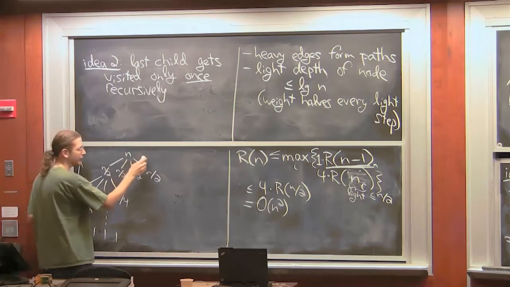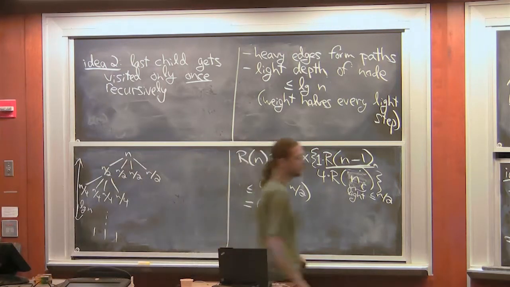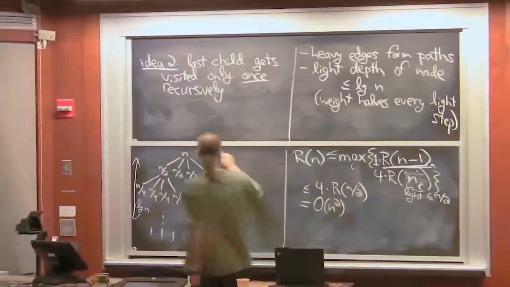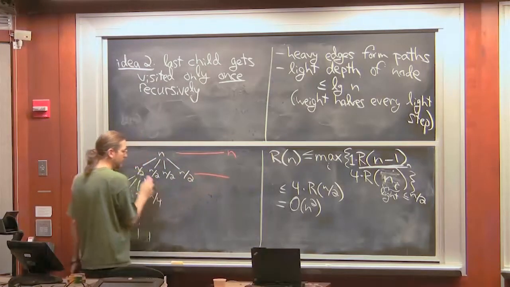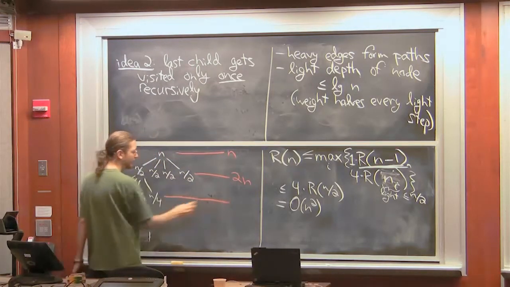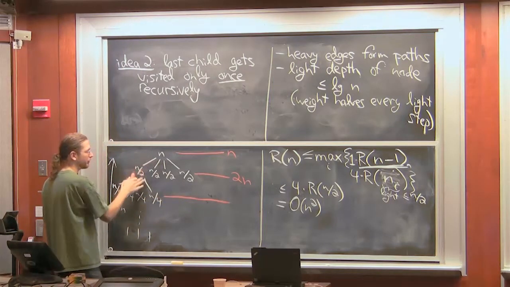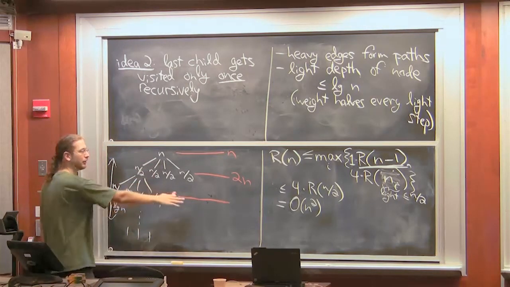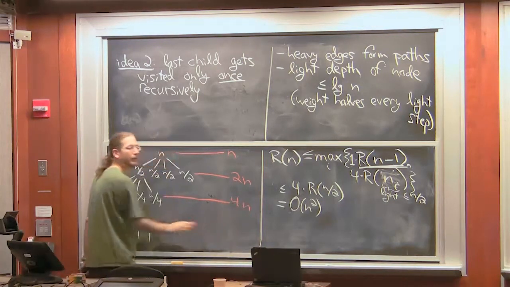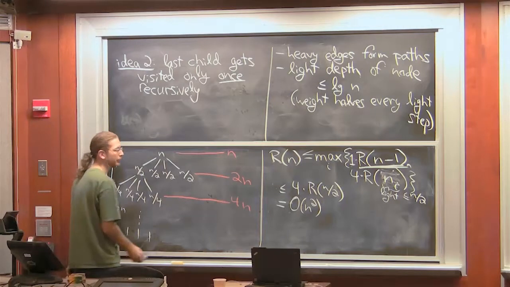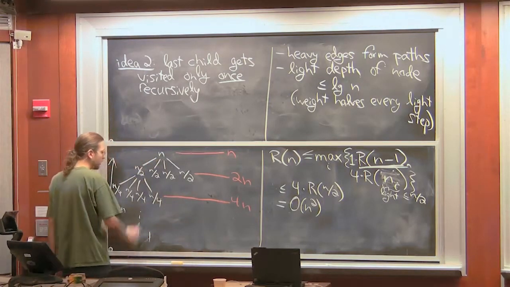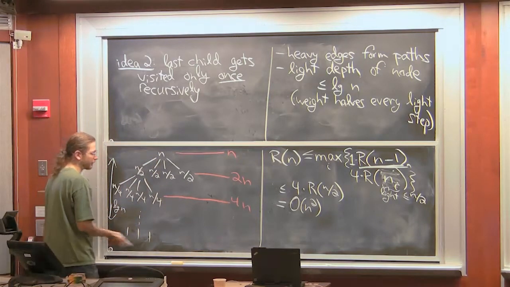And if you add up everything level by level, how much work am I doing here? N. How much work am I doing here? 2n. How much work am I doing here? Gets harder to add, but there are 4 squared, 16 things, each n over 4. So it's 4n. In general, it goes up by a factor of 2 every time, which means you're dominated by the last layer. And if you count, it's going to be n squared.